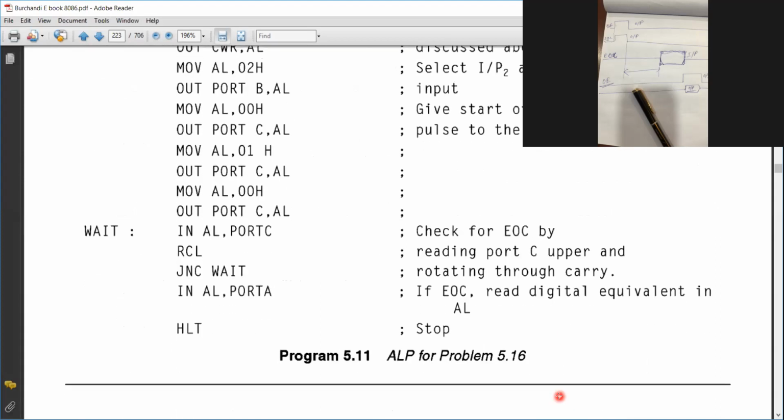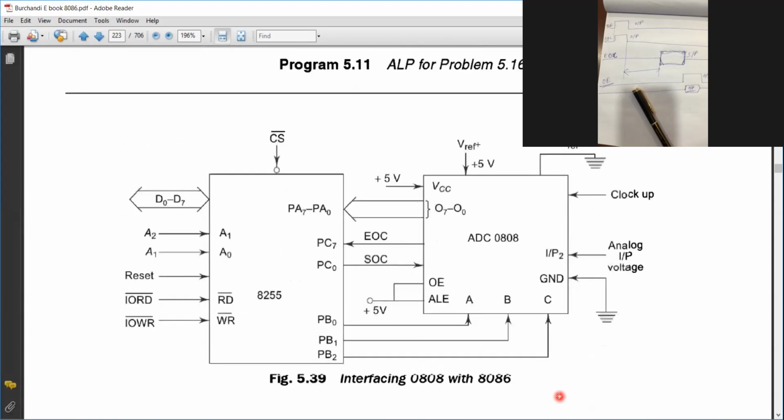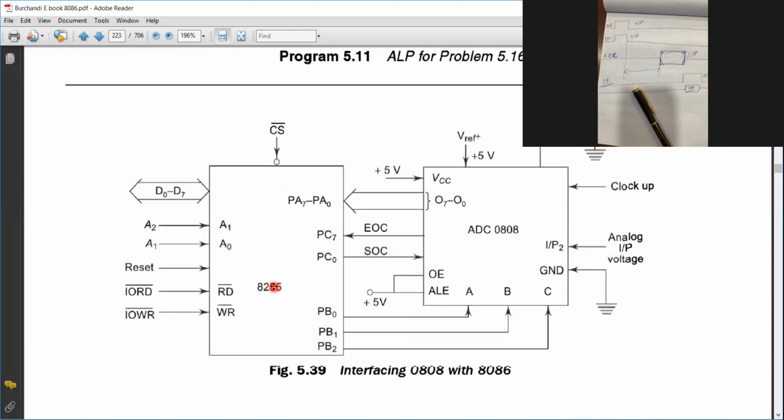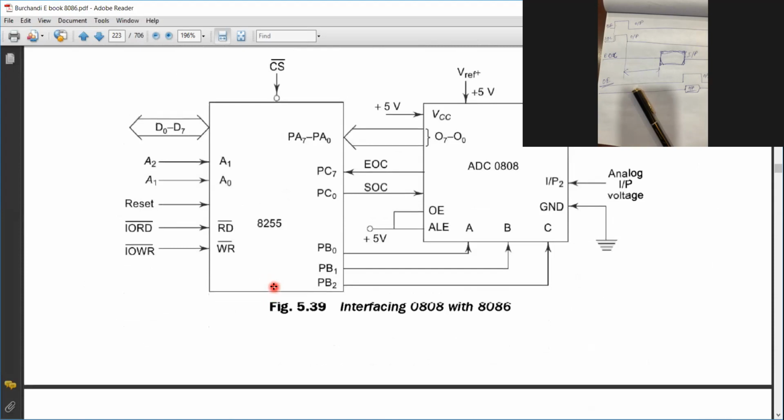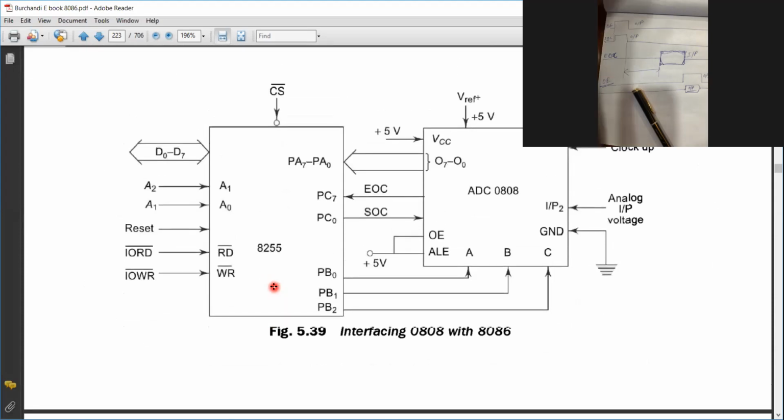Tomorrow I will explain this picture first. Just the ALE and OE signals will be changed. The rest of the picture you just draw. You don't draw the OE signal and ALE signal; they will be drawn by me. The rest of the diagram you draw from your home because this book is already available with you. It is serial number 223, and page number maybe 204, I think.